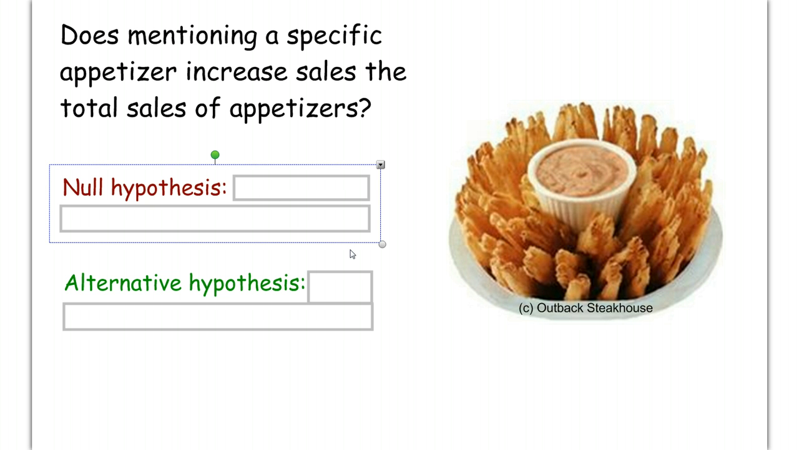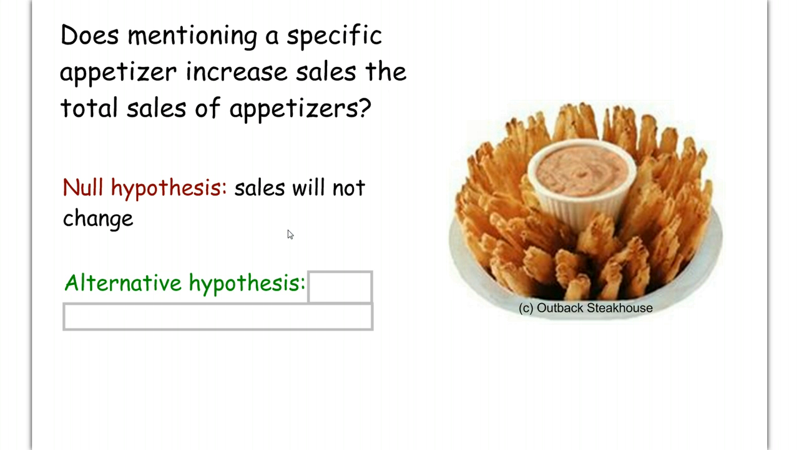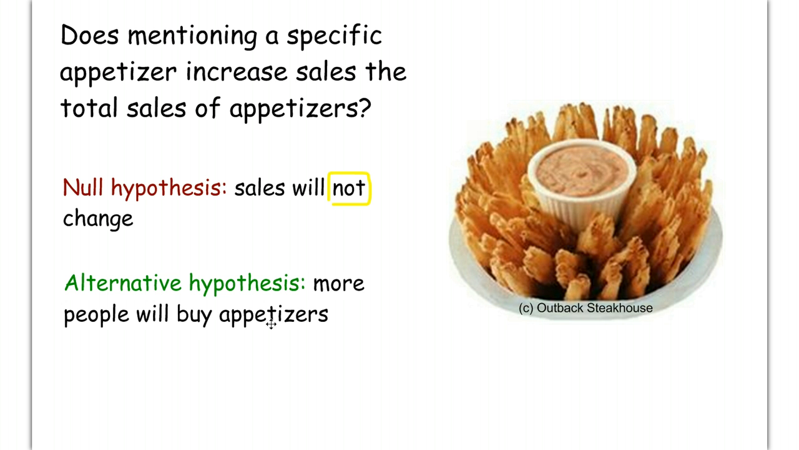So if you want to prove that you can do more, you always start with the null hypothesis that the sales will not change. The null is always assuming that there is no change. What you will then do as your alternative is that more people will buy appetizers. So you're hoping to prove that more people will buy appetizers, but you always start out with the null or default assumption that it will not change. And if you have enough evidence to prove this wrong, you'll have to assume that, yeah, more people would buy.